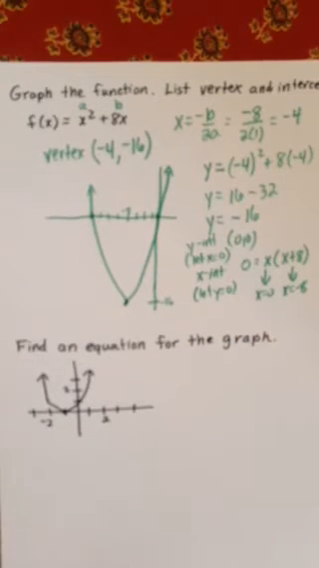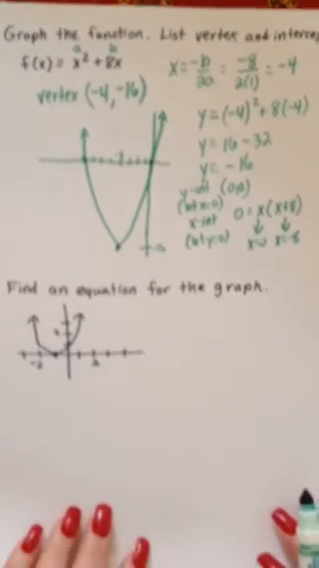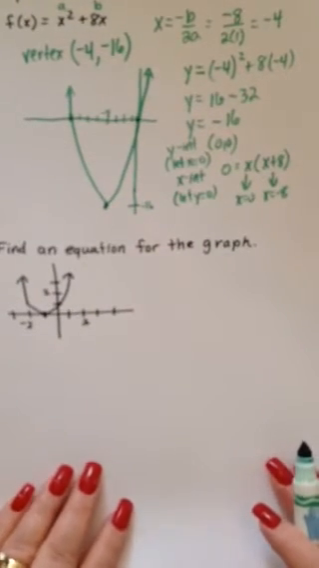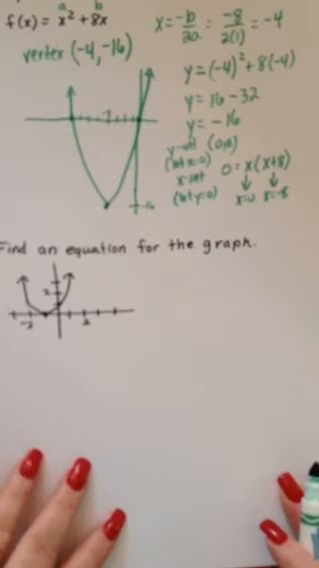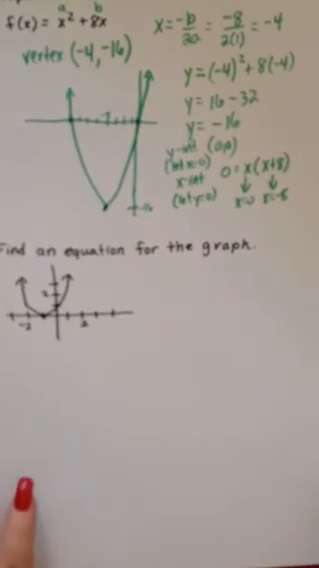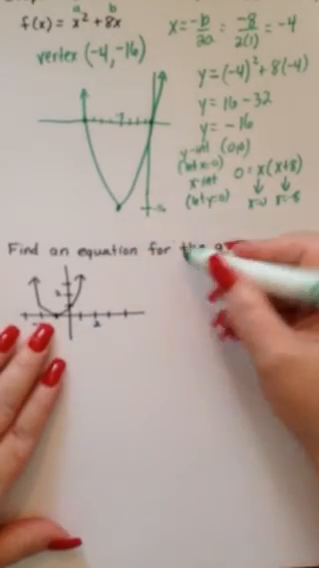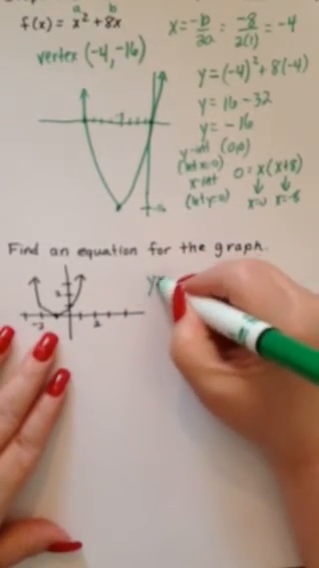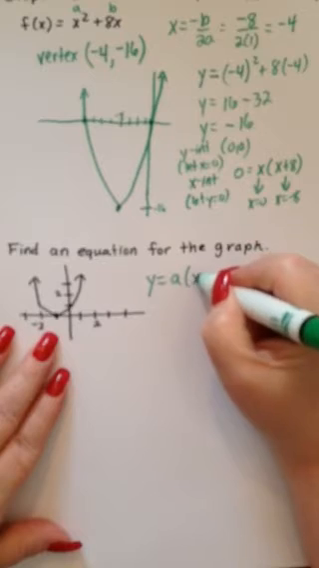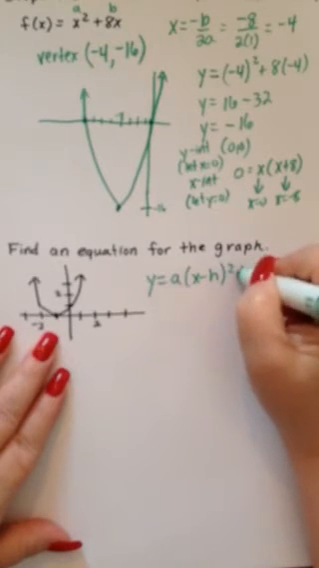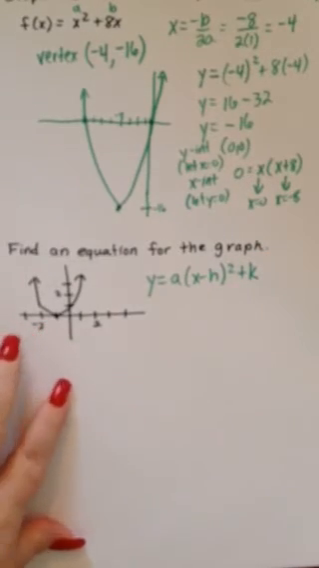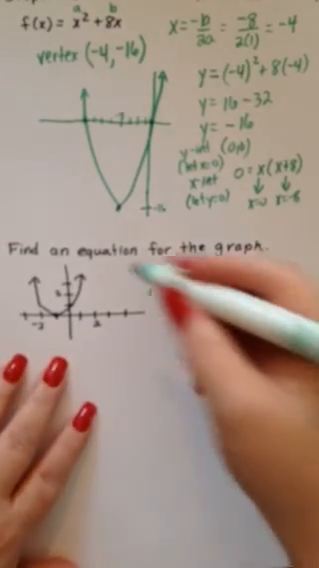Alright. The next problem here is a little different in that they ask us to find an equation for the graph. Okay? Find an equation for this graph. So the general form of an equation is y is equal to a times x minus h squared plus k. Okay? So these are the things that I know.